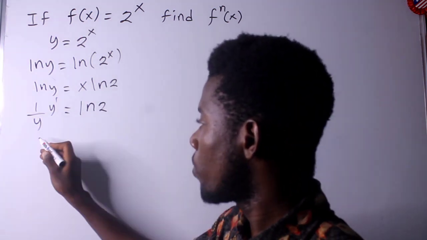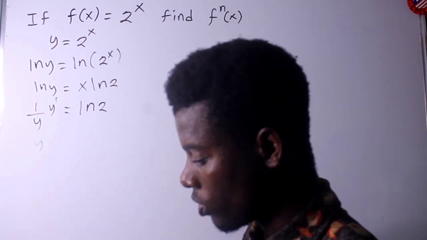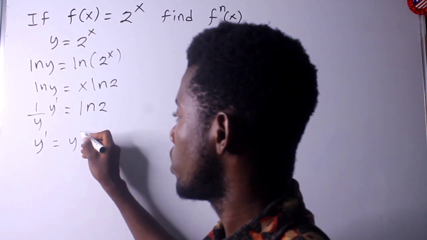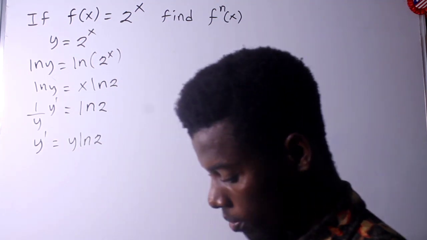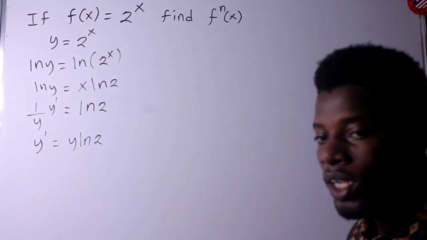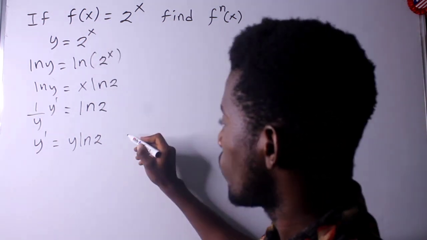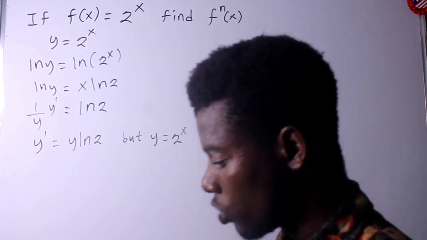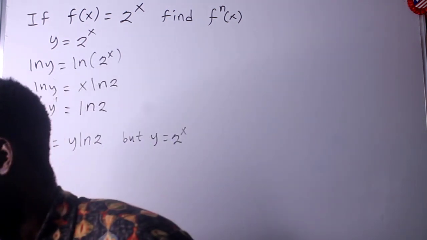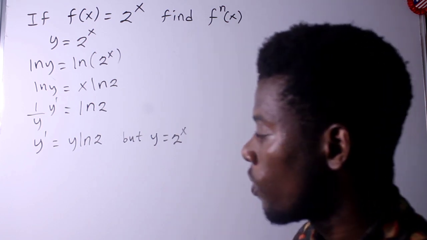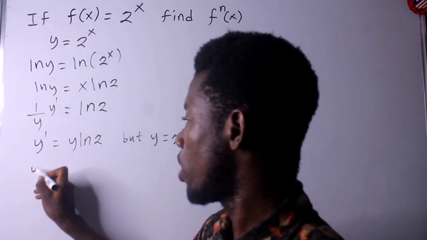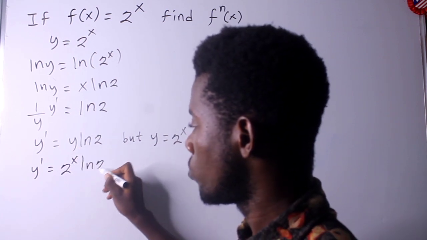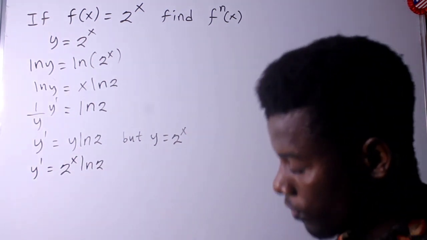So if we cross multiply, we have y prime is equal to y times ln of 2. This is y prime. But we know what y is. We know that y is 2 raised to the power of x. So we replace that value to find y prime in terms of x. So y prime will be equal to 2 raised to the power of x, which is y, times ln of 2. So this is the first derivative.